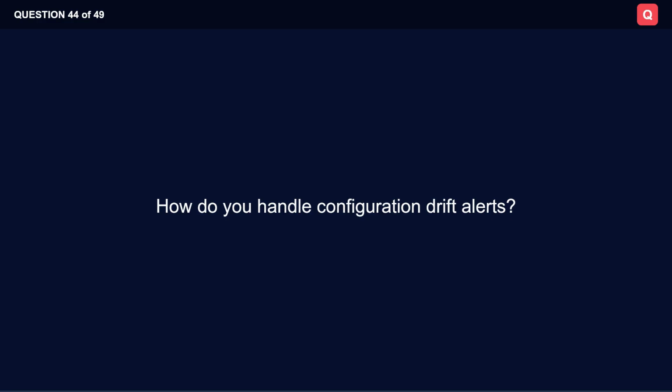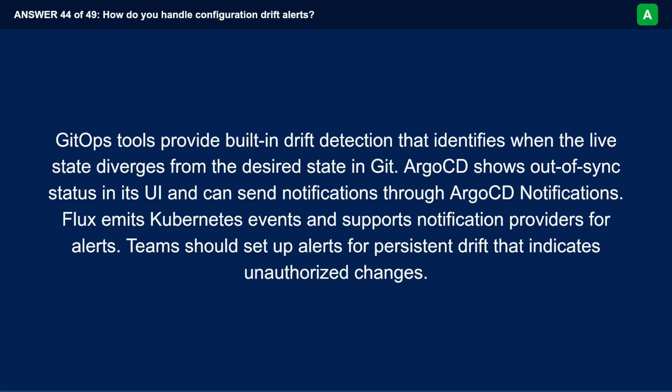How do you handle configuration drift alerts? GitOps tools provide built-in drift detection that identifies when the live state diverges from the desired state in Git. ArgoCD shows out-of-sync status in its UI and can send notifications through ArgoCD notifications. Flux emits Kubernetes events and supports notification providers for alerts. Teams should set up alerts for persistent drift that indicates unauthorized changes.